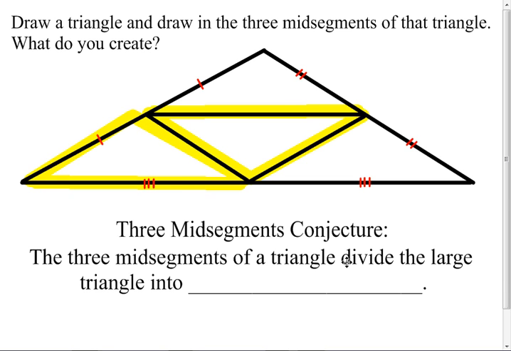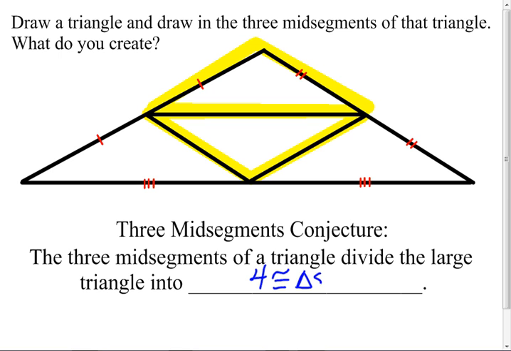Now this is any triangle. It looks like we've drawn a nice isosceles triangle here, but it doesn't matter. It could be a scalene triangle. So when I draw in those midsegments, I create a fourth triangle. The three midsegments of a triangle divide the large triangle into four congruent triangles. And if the triangles are congruent, their corresponding parts are congruent. So I'm going to get some angles congruent and some segments congruent.